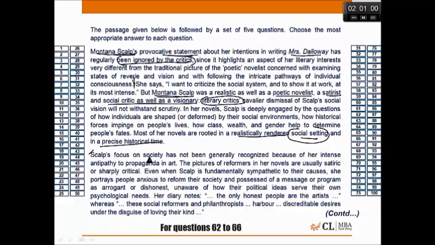Let's continue. Scalp's focus on society has not been generally recognized because of her intense antipathy to propaganda in art. The pictures of reformers in her novels are usually satiric and sharply critical. Okay, so the focus has not been generally recognized. Even when Scalp is fundamentally sympathetic to her causes, she protests people who answer to reform society with a message or program, or who are dishonest, unaware of how their political ideas serve their own psychological needs. Her diary says only honest people are the artists, whereas the social reformers and philanthropists harbor discreditable desires.